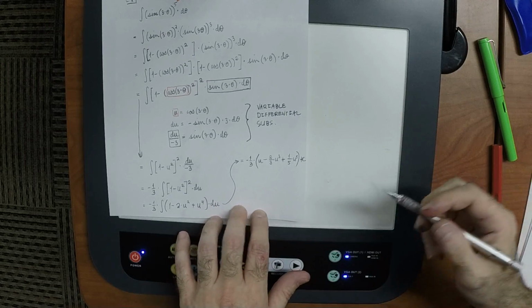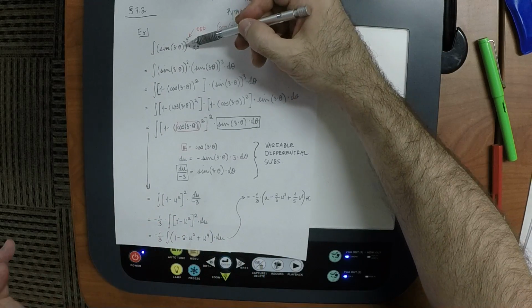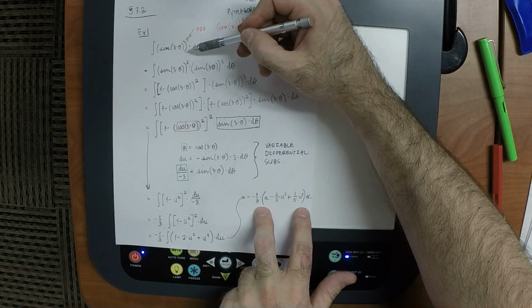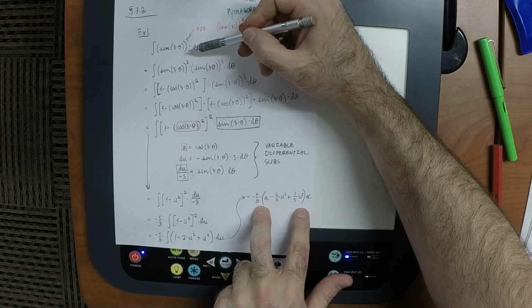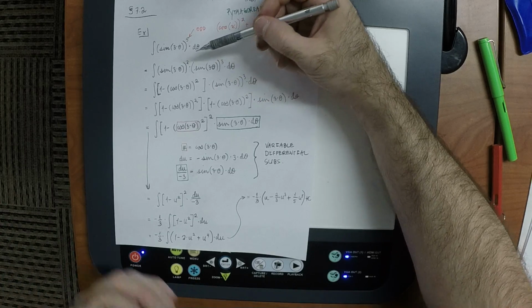Now is this the answer to the question? No, it is not. Why not? Right, because the question was phrased in terms of the variable theta. Presently, the answer is phrased in terms of u, so it's not correct until you put it back in terms of the original symbol, theta.